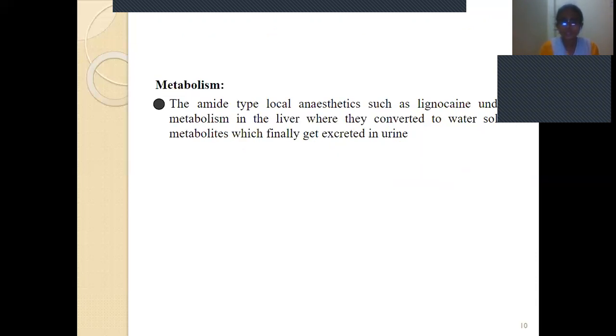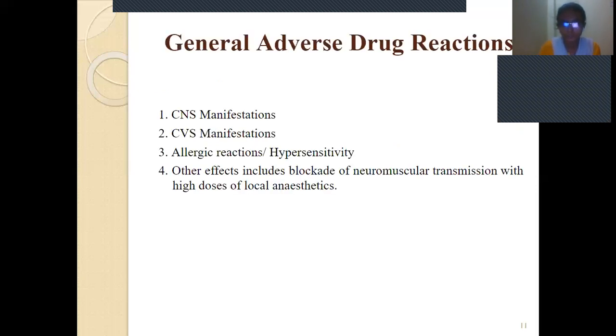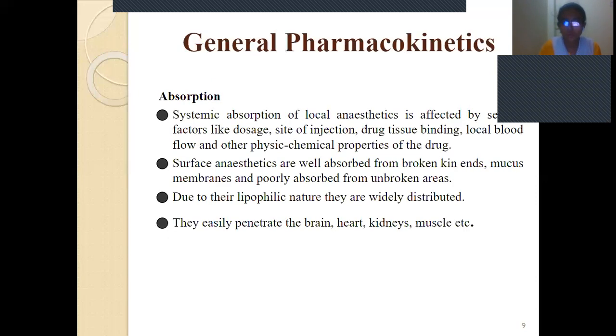Metabolism: the amine type local anesthetics such as lignocaine undergo metabolism in the liver, where they are converted into water soluble metabolites and excreted in the urine. Basically, these local anesthetics do not dissolve in water. They are lipophilic in nature. So when they undergo the metabolism process, they are converted into water soluble metabolites, which are easily excreted by the kidneys. So these are the general pharmacokinetics of the local anesthetics.